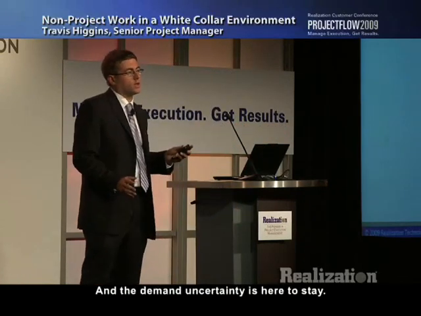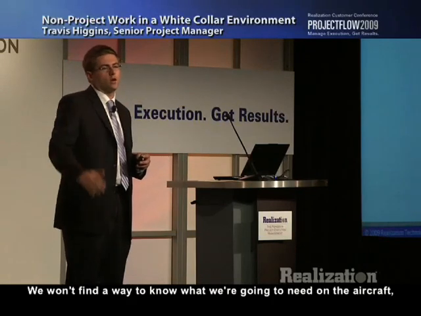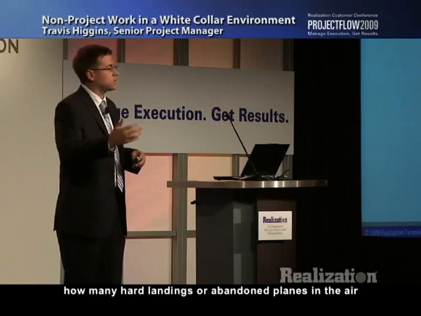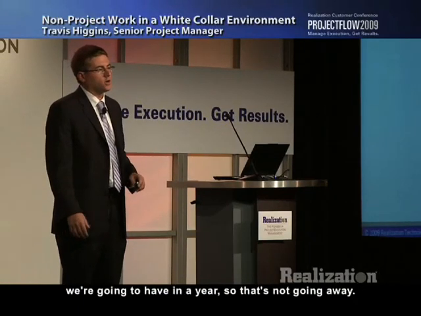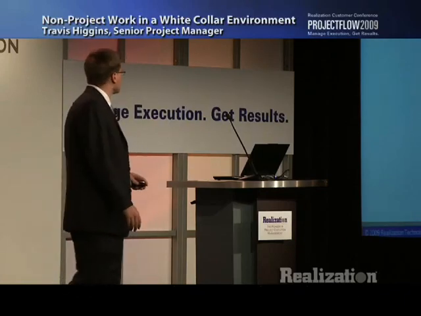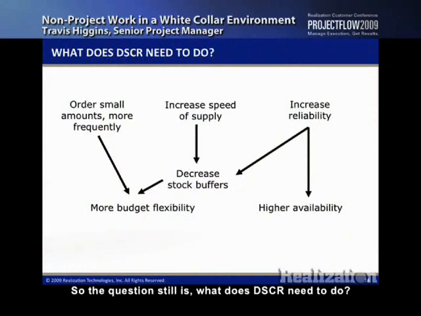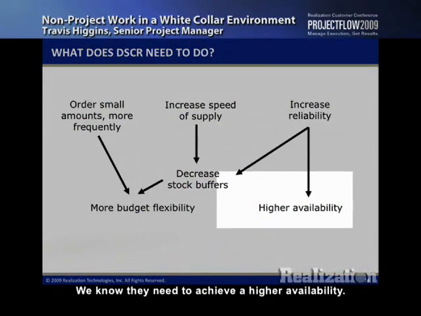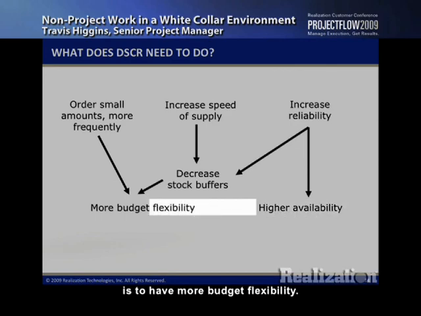And the demand uncertainty is here to stay. We won't find a way to know what we're going to need on the aircraft, how many hard landings or abandoned planes in the air we're going to have in a year. So that's not going away. So the question still is, what does DSCR need to do? We know they need to achieve a higher availability. We need to support the warfighter need. We need parts available. On the other hand, what they can also do or need to do is to have more budget flexibility. So how can they achieve that?